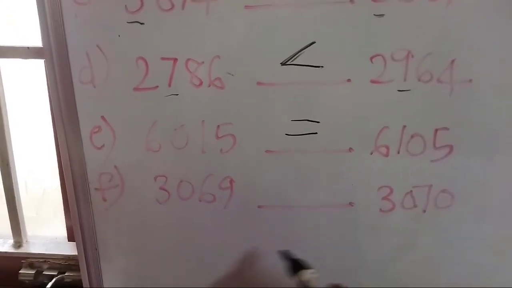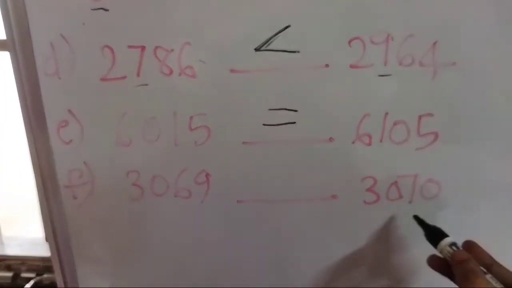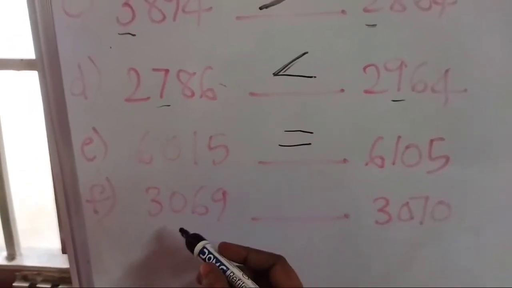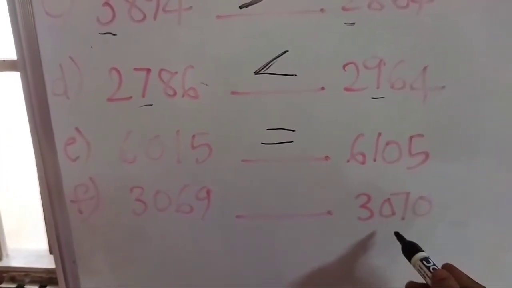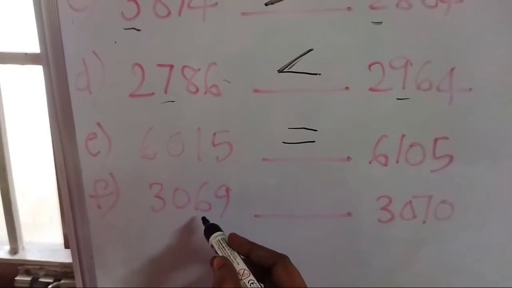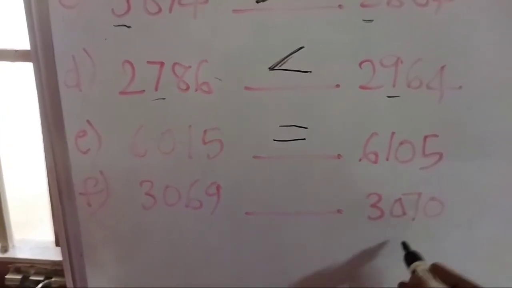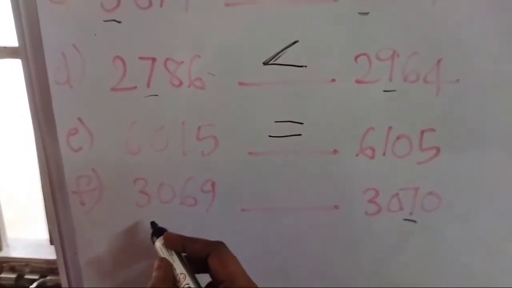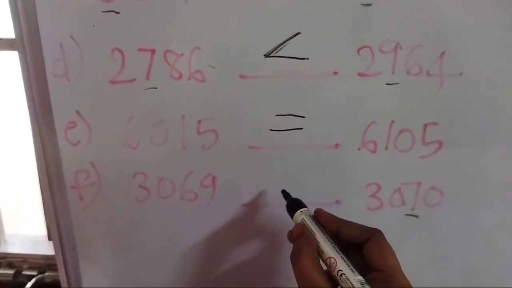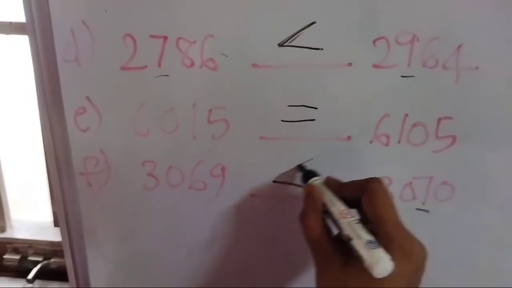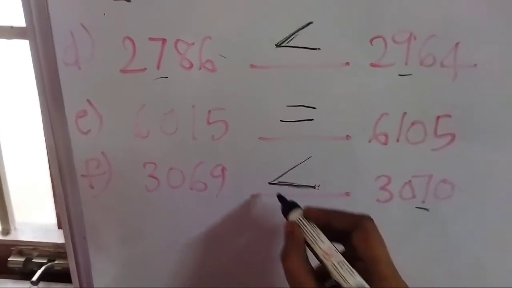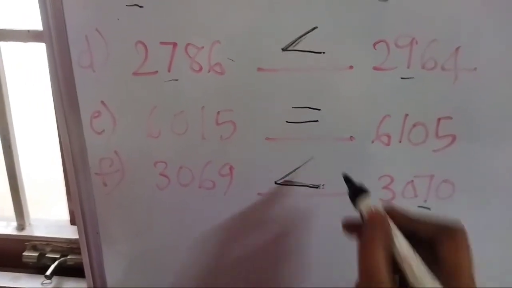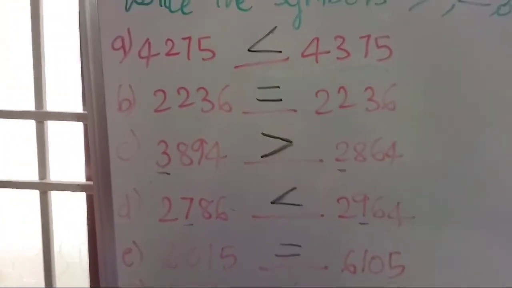See the next example, 3,069 and the second number is 3,070. Thousands place is the same, 3. In hundreds place both are the same, 0. So we go to tens place. The first number in tens place is 6, the second number is 7. So 3,070 is the biggest and 3,069 is the smallest. So we keep the less than symbol. This is the smallest, this is the biggest. So the less than symbol is there. This is how we compare the numbers.